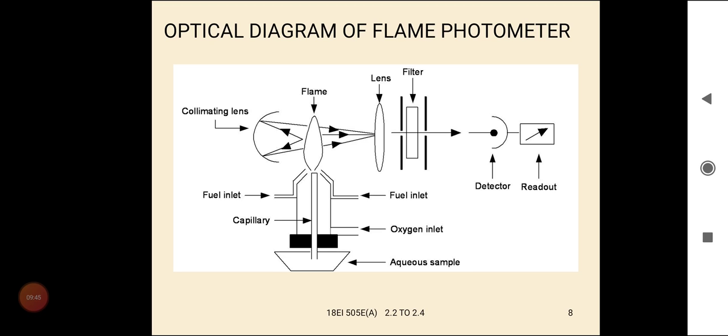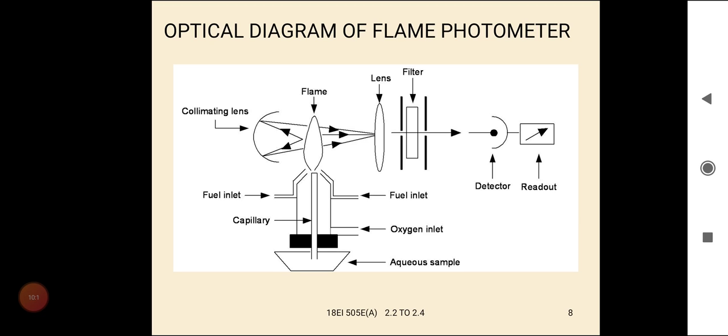The heart of the flame photometer is the atomizer. Atomizer is a part of the flame photometer which produces an aerosol. The aerosol of sample will burn in the flame. When it is burned in the flame, it produces electromagnetic radiation.